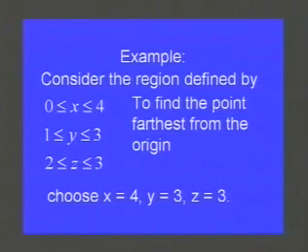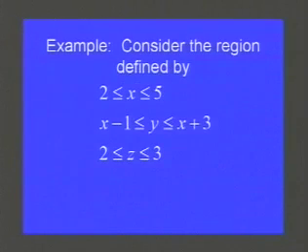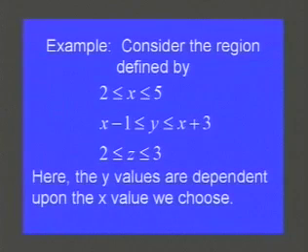Okay, and then the last example in this section that I wanted to do: I have x between 2 and 5, and then y is between x minus 1 and x plus 3. Z is between 2 and 3. So I've changed things a bit here on you. I left z the same. Z is still between 2 and 3. And now I have y dependent upon x. So I'm going to choose my x value first. That's going to determine my y values, because y is dependent.